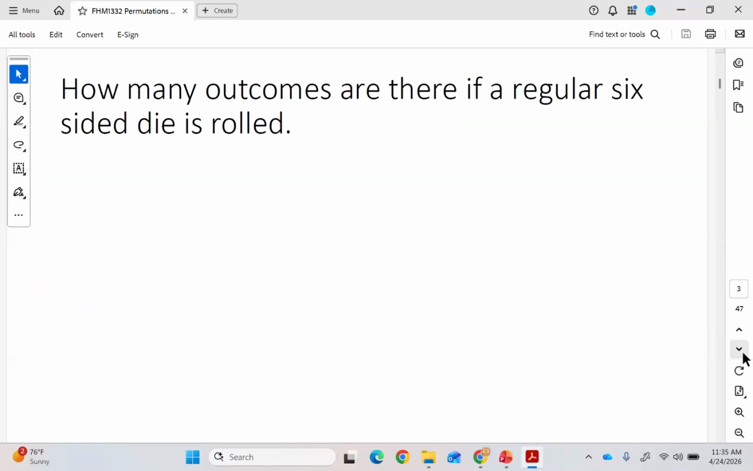This one, I need to actually click here. How many outcomes are there if a regular six-sided die is rolled? So what are the possibilities when you roll a die?